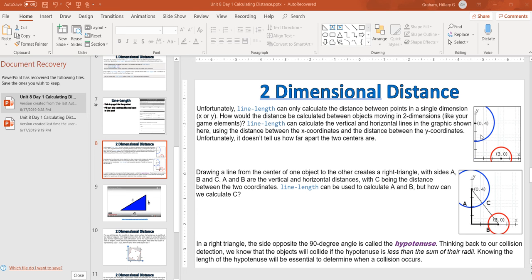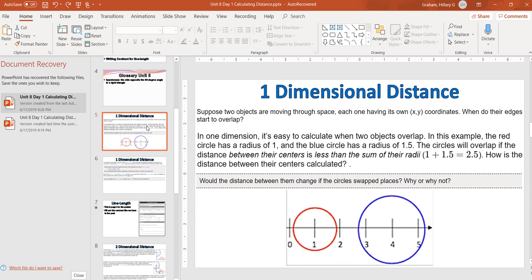Thinking about the hypotenuse, which is the length of C, consider our problem from earlier. If I have a circle here with the center at 0, 4 and a circle here with the center at 3, 0, I want to talk about collision detection again. So if we remember back to this slide in my PowerPoint here, we know that the circles will overlap when the distance between their centers is less than the sum of their radii. So remember, the distance between these centers was 1, 2, 3, and the sum of their radii was 1 and 1.5.